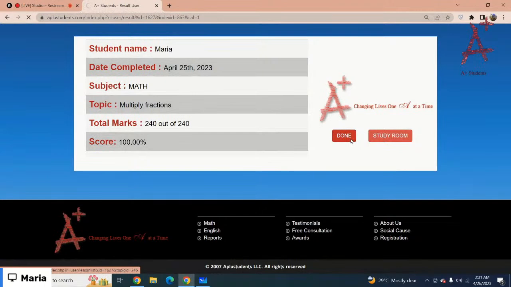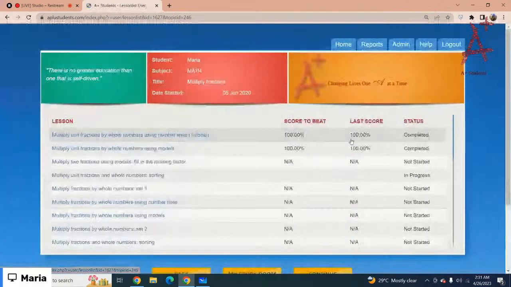Okay, we are done with the lesson. Let's just move on to the next lesson. The next lesson is multiply two fractions using model. Fill in the missing factor. Let's see which factor is missing now.